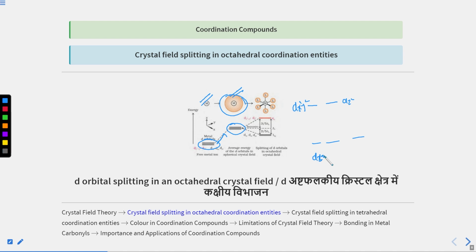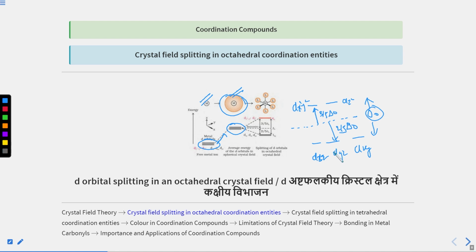dxz, dyz, and dxy. These 3 will come down. The difference between these two sets is delta O, meaning the energy gap between this set of orbitals and this set of orbitals is delta O. And this is called the barycenter. These 2 orbitals are raised by an energy of 3/5 delta O, and these 3 are dropped by an energy of 2/5 delta O. If you add both of these, 3/5 plus 2/5, it will give you 1 delta O.